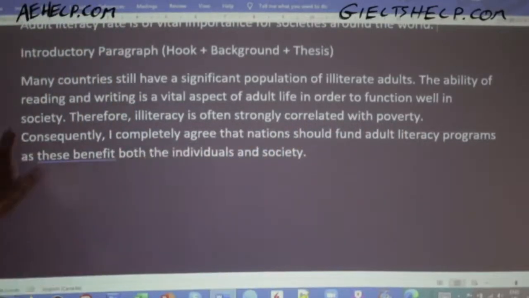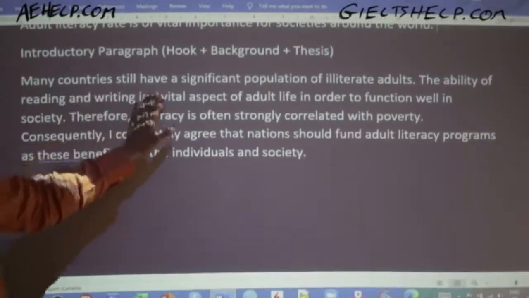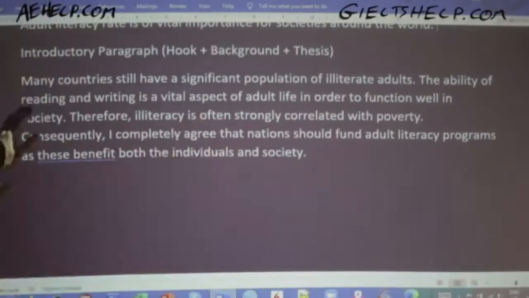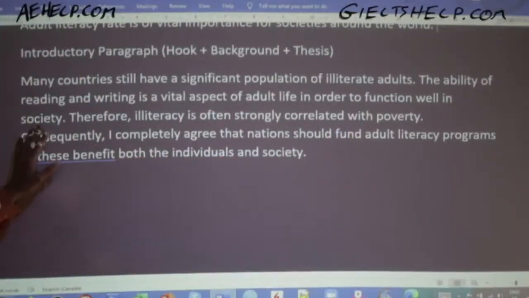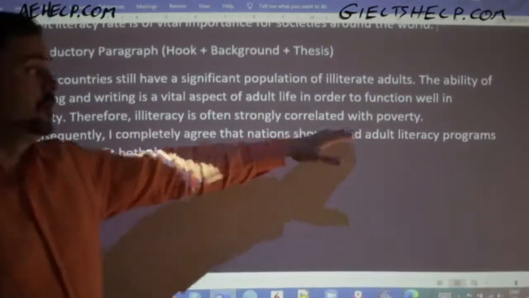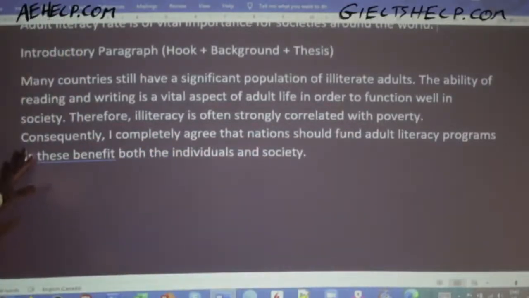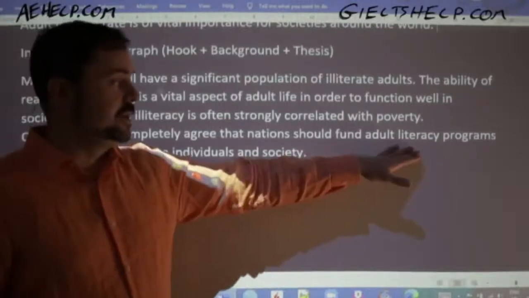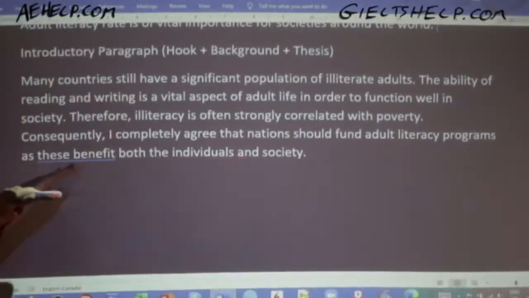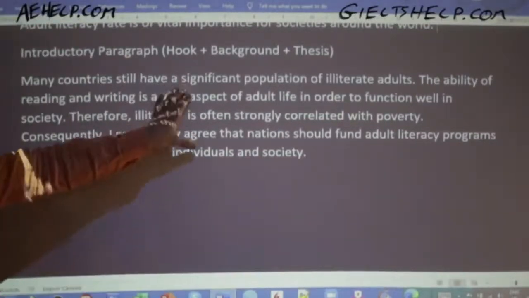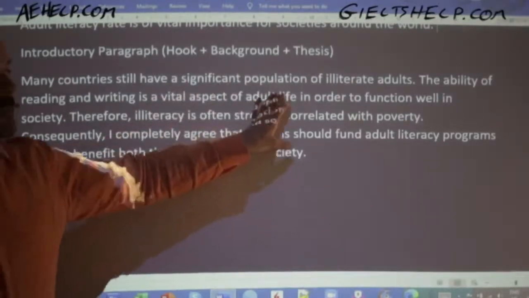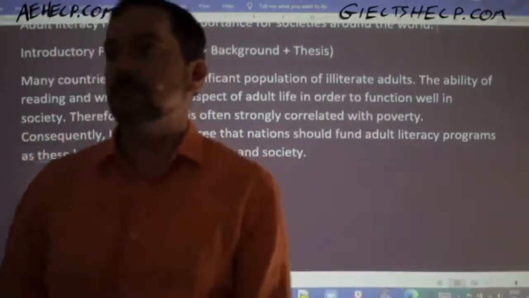Okay, and then my thesis statement. So my full introduction, short and to the point, looks like this. Many countries still have a significant population of illiterate adults. The ability of reading and writing is a vital aspect of adult life in order to function well in society. Therefore, illiteracy is often strongly correlated with poverty. Consequently, I completely agree that nations should fund adult literacy programs as these benefit both the individuals and society. Okay? So that is definitely targeting this question. It puts forward valid and clear ideas and arguments. Okay.